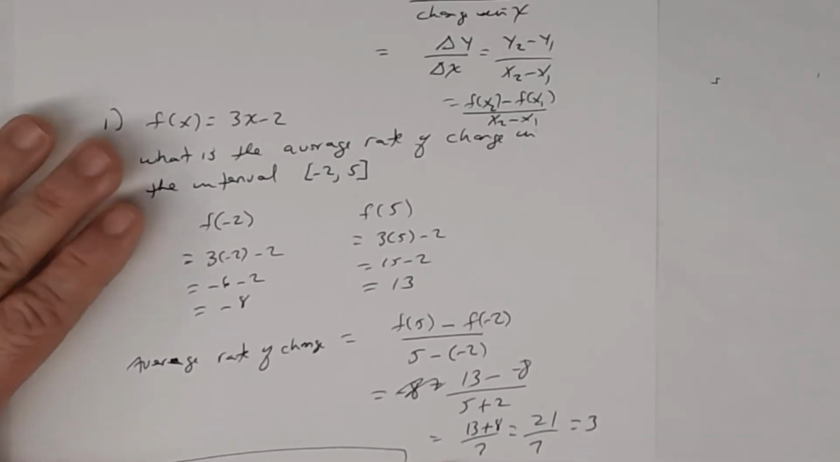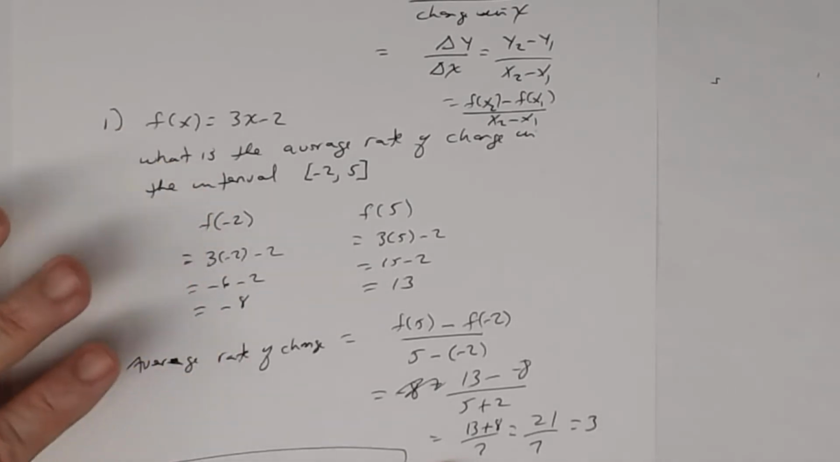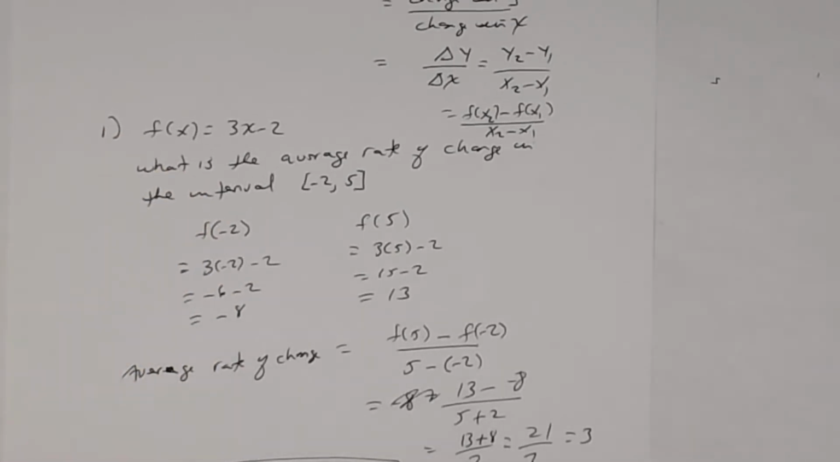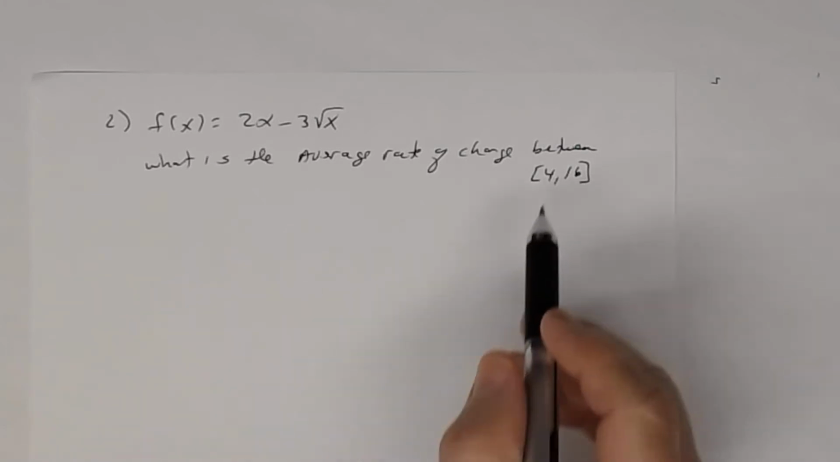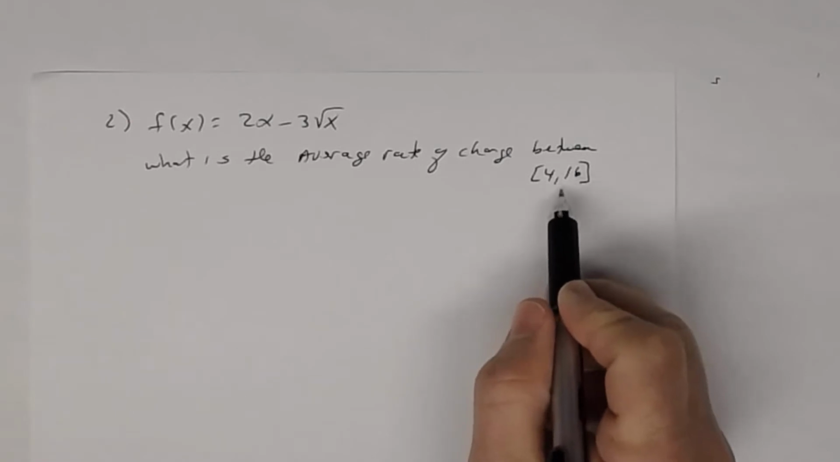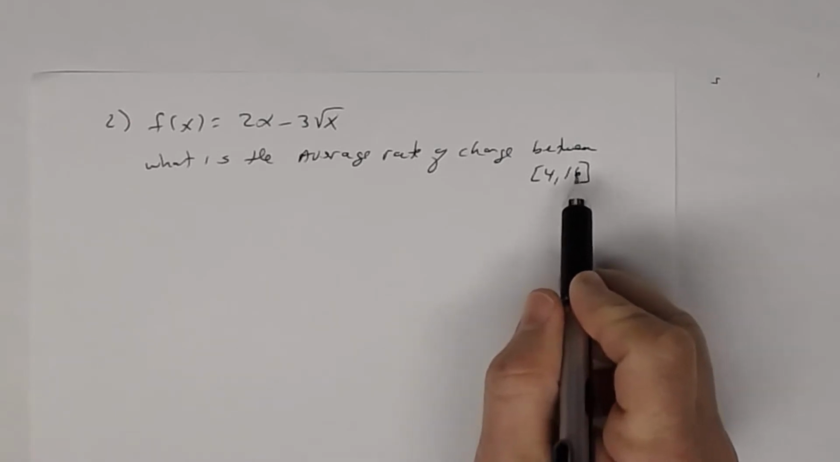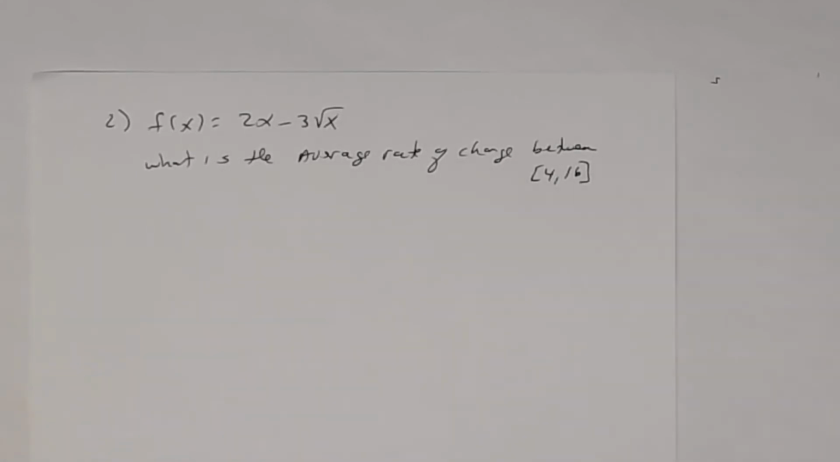But let's do one where the function is not linear. So it's not that easy to see what the average rate of change is. So let's look at number 2. All right, here's number 2. What is the average rate of change between 4 and 16? So in other words, when I go from 4 to 5, 5 to 6, 6 to 7, 7 to 8, and so on, what is my y value increasing by each time?